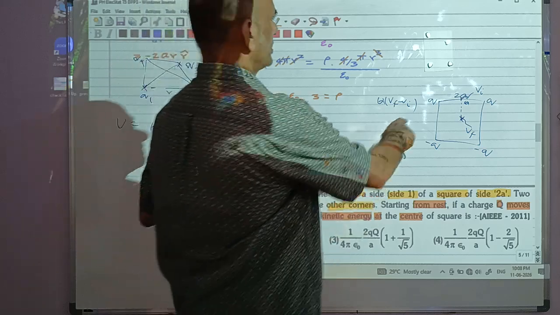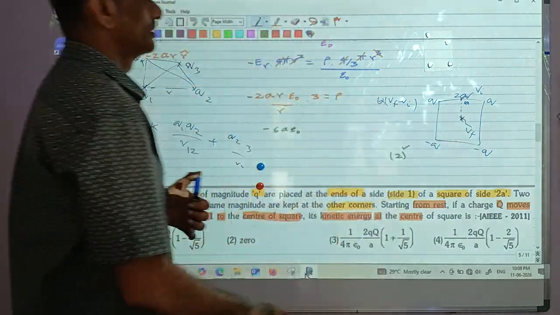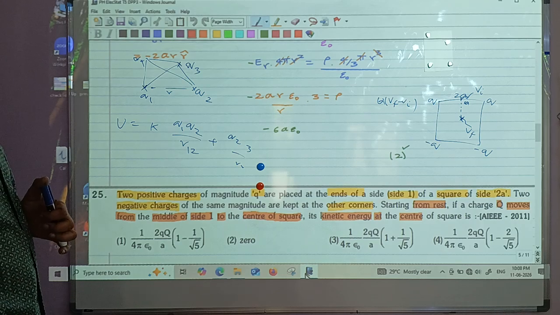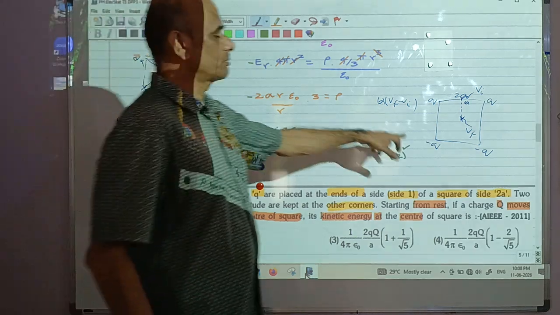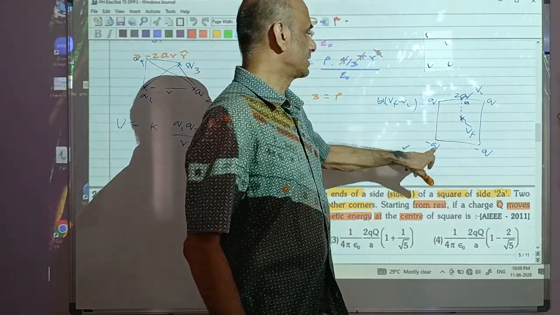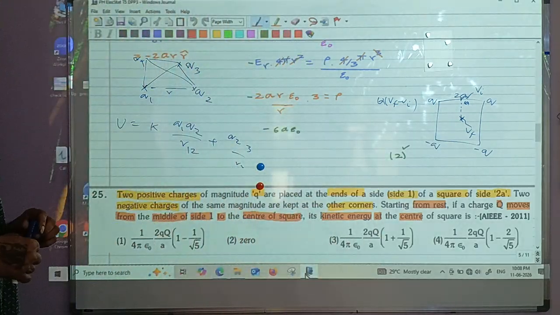At the initial point, potential is calculated with the 4 charges. At the final point, potential is calculated with the 4 charges. Final potential is 0, because potential just depends on the distance, 1 by r. It's a scalar, it's not a vector. So the 1 by r terms cancel out, because Q by r is minus Q by r. So Vf is 0, we just have to find Vi.